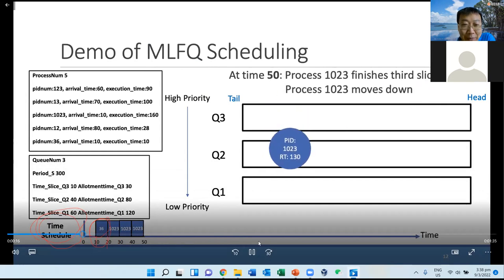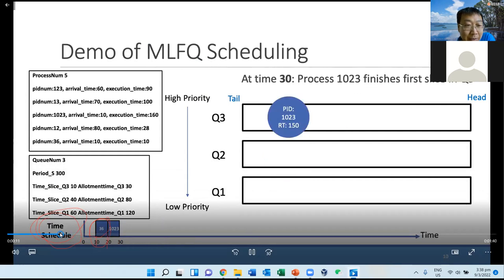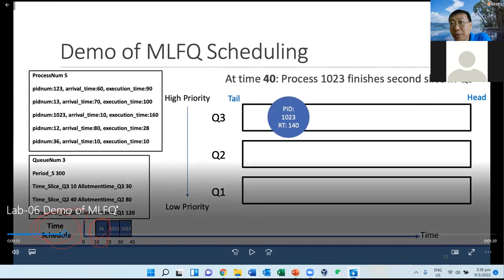So maybe I finish this part, and then I will move on to go back to the slides. I will let the tutor continue.